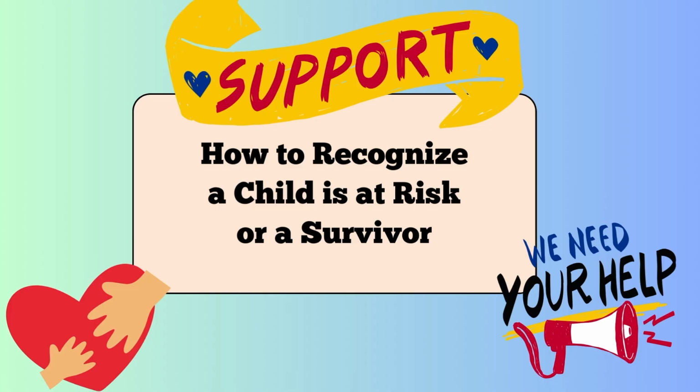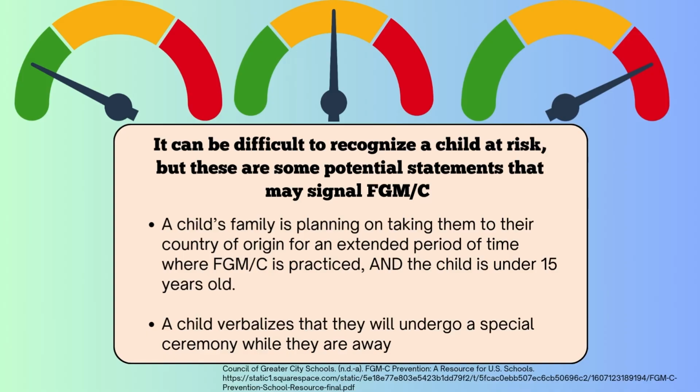Now, how can you recognize a child is at risk or a survivor of FGMC? There is not a definitive answer or criteria, although there are signs that may signal a problem. It can be difficult to recognize a child at risk, but these are some potential statements that may signal FGMC. A child's family is planning on taking them to their country of origin for an extended period of time where FGMC is practiced, and the child is under 15 years old. A child verbalizes that they will be going away and undergoing a special ceremony while they are away.